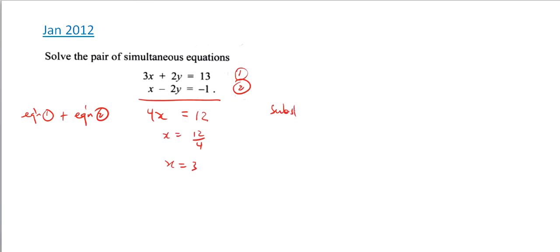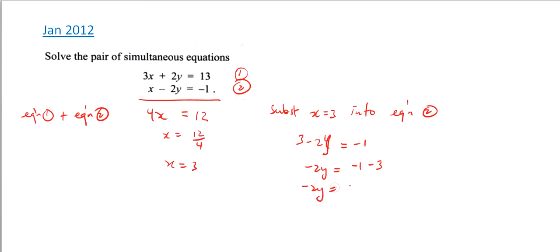So substitute x equal 3 into equation, let's say 2. Now you can substitute into any equation, keep that in mind. So we have 3 minus 2y is equal to minus 1. So minus 2y is equal to minus 1 minus 3. Minus 2y is equal to minus 4. And y is equal to minus 4 divided by minus 2, which will give me 2.